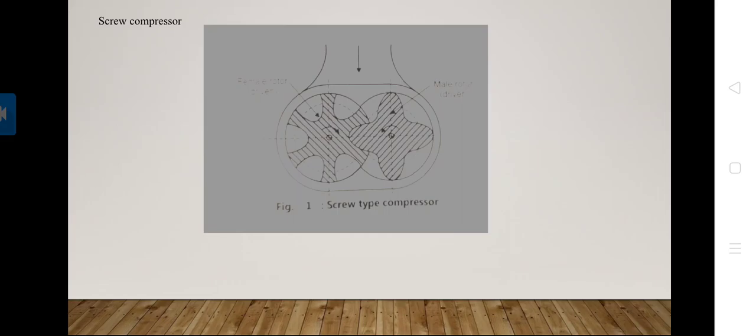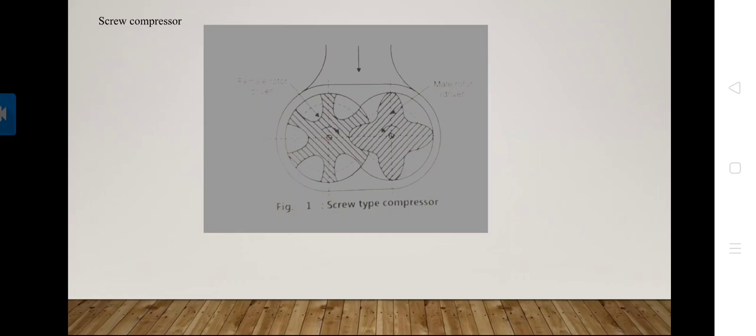Here we can note that the male and female rotors rotate at different speeds due to their different number of lobes and flutes. This screw compressor is capable of handling 3.5 to 300 meter cube per minute of air with a maximum pressure ratio of 20.